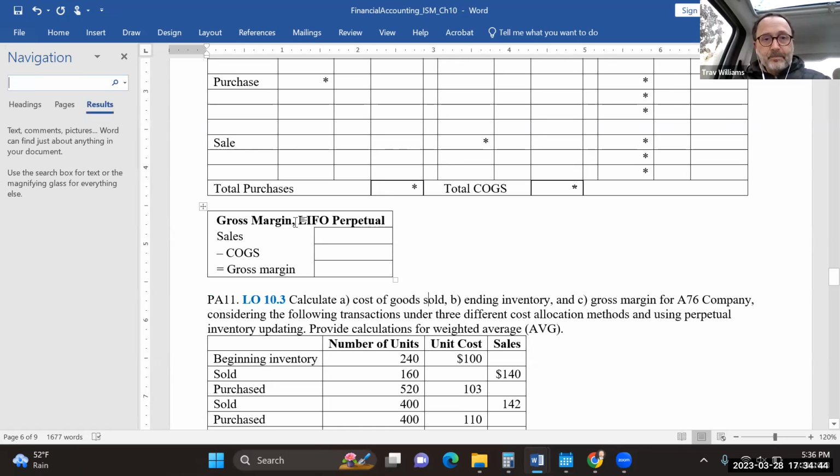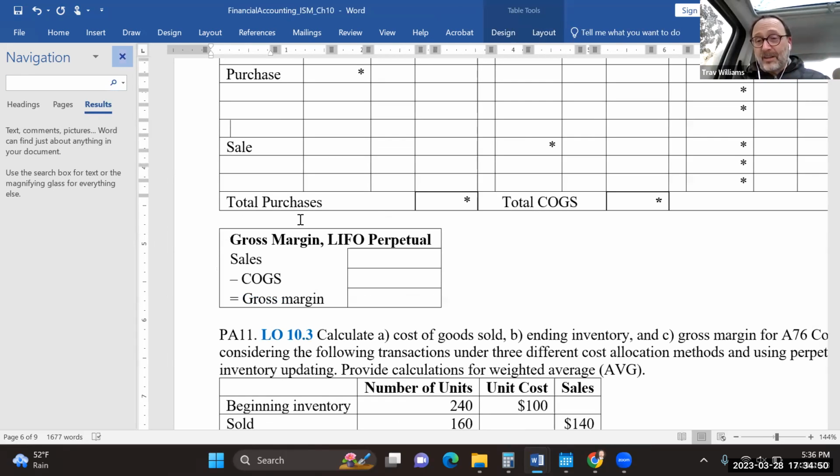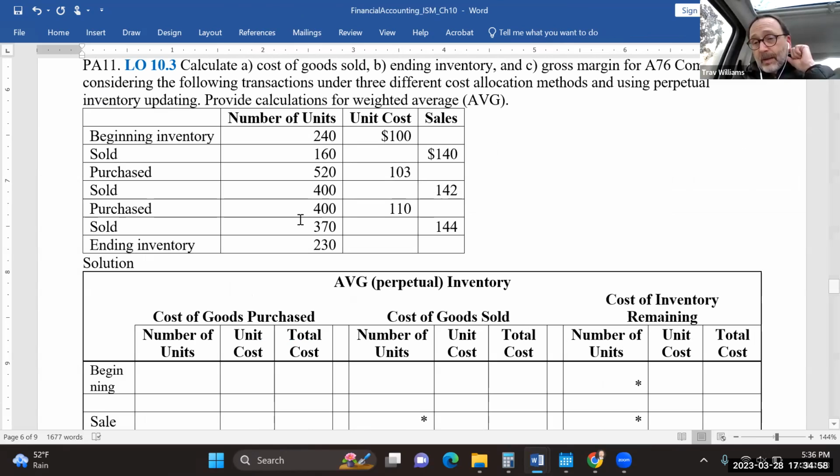Okay, so again, 9 and 10 are FIFO and LIFO, so you're going to have to remember what we did or go back and refer to the recording or the textbook and do 9 and 10 on your own. But 11, the weighted average method, since this one is a little different and confusing for students, I usually go over this one together.